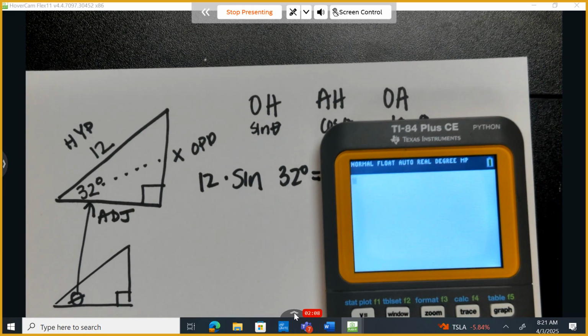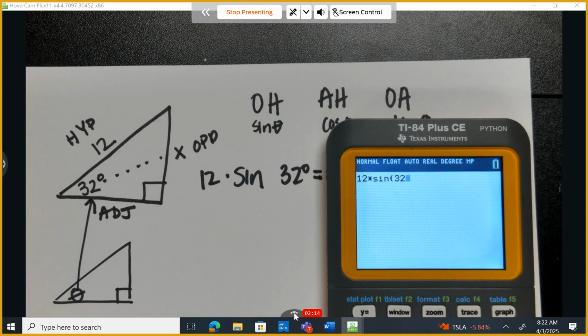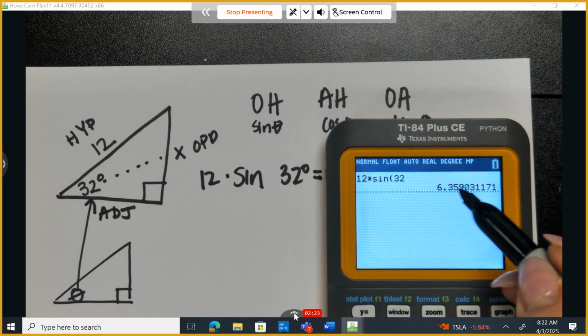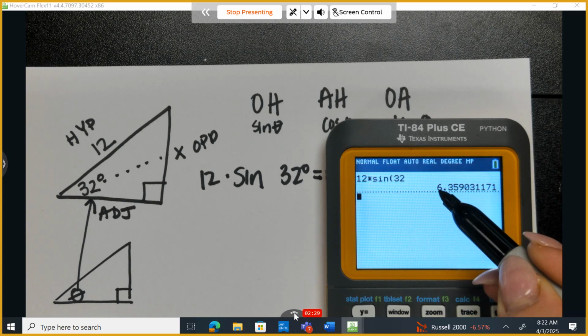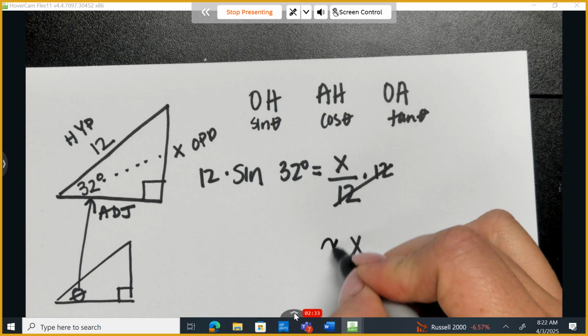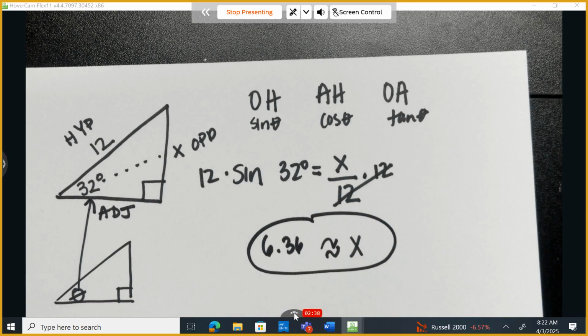Now we're going to plug this in together. So 12 times, and I'd like you to put that 12 in front, times the sine of 32. I'm going to have to estimate this, so we're going to round to the nearest hundredth. That means two places after the decimal, 6.3, and now I have to decide, do I keep it at a 5, or do I bump it up one digit based on the number in back? So it's 6.36. Now this is an estimation, so estimations look like this, 6.36.